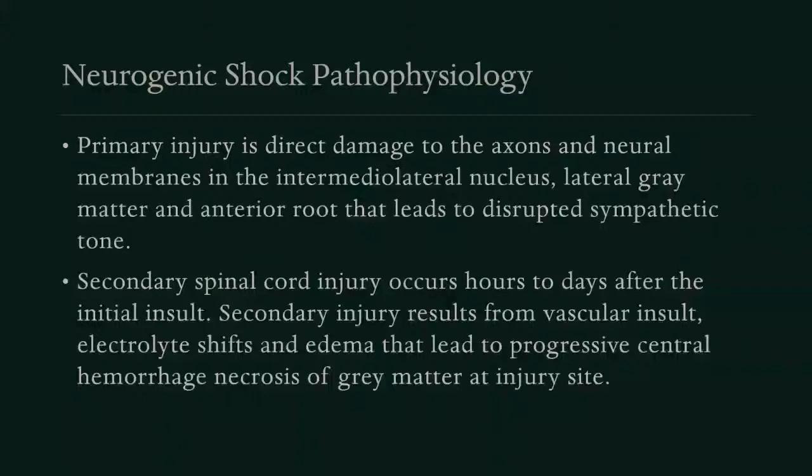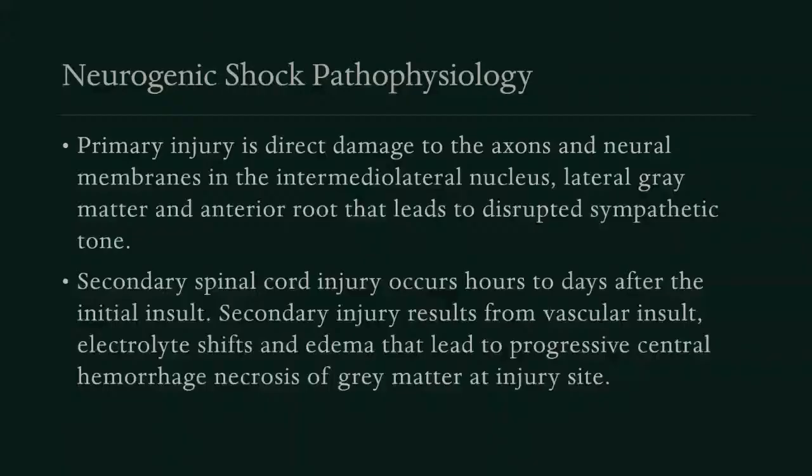Now, how we approach the pathophysiology of neurogenic shock is that the primary injury is direct damage to the axons and the neural membranes in the anteromediolateral nucleus. It's a fancy word for a portion that is part of your spinal canal. And then the lateral gray matter and the anterior roots. All these are the anatomy of the spinal cord that leads to disruption of sympathetic tone.